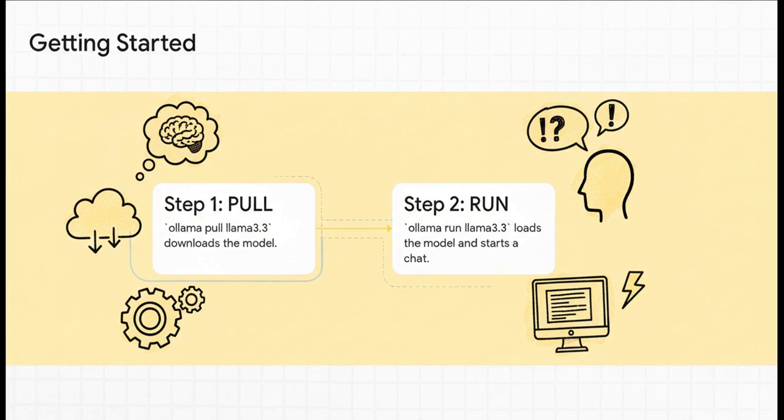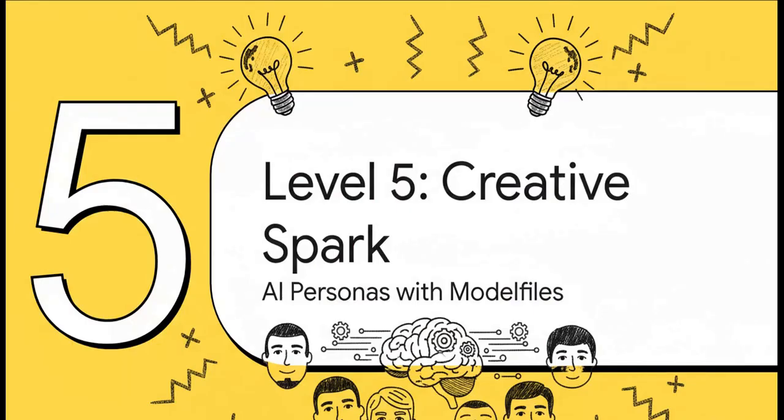It goes and grabs that GGUF file we talked about. Once that's done, you type Ollama run llama 3.3. And that's it. You are now having a live conversation with an advanced AI that's running 100% on your own computer. It's pretty wild. And that finally brings us to level 5, which is my absolute favorite part, the creative spark.